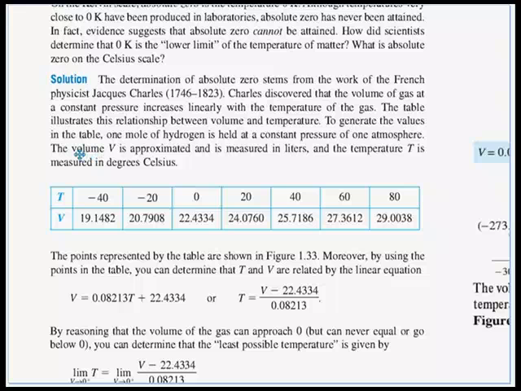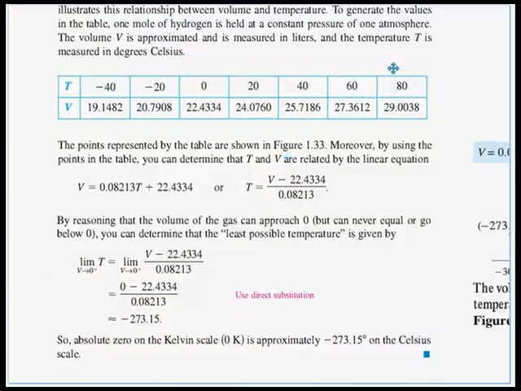To generate the values in the table, 1 mole of hydrogen is held at a constant pressure of 1 atmosphere. The volume V is approximated and measured in liters. The temperature T is measured in Celsius. So here at 80 degrees, nice and warm, 29 liters. As we drop to 60 degrees, down to 27 liters. 40 degrees, 25 liters. We get down to 0 degrees Celsius, we're at 22 liters, 7 liters less than at 80 degrees. The colder we get, the more the gas compresses.